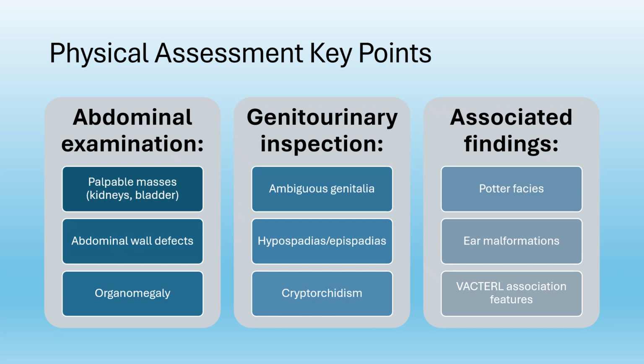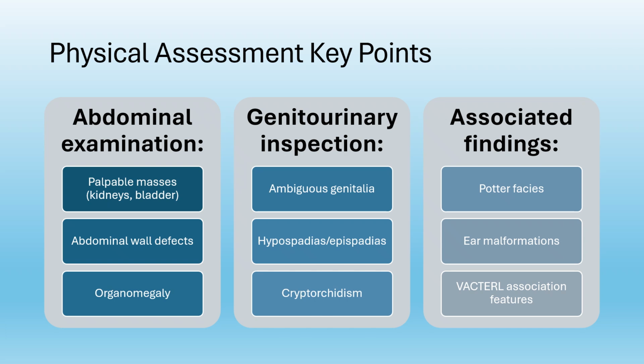Abdominal wall defects like omphalocele or gastroschisis increase risk for associated renal anomalies. These defects represent disrupted mesodermal development that often affects multiple organ systems. Organomegaly provides another clue. Hepatomegaly with bilateral kidney enlargement suggests a storage disorder or polycystic disease with hepatic involvement.